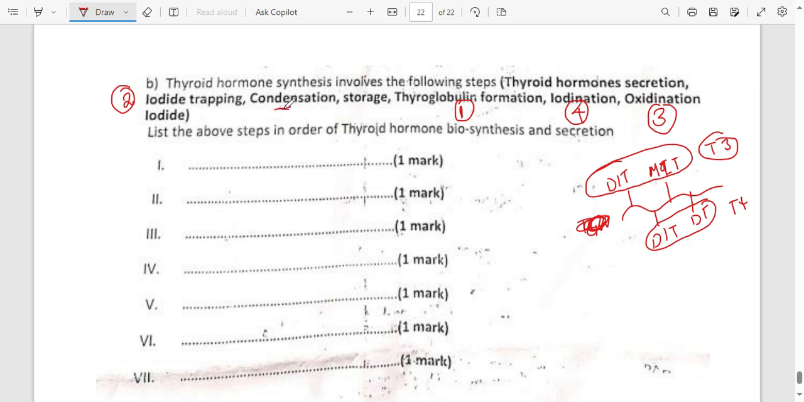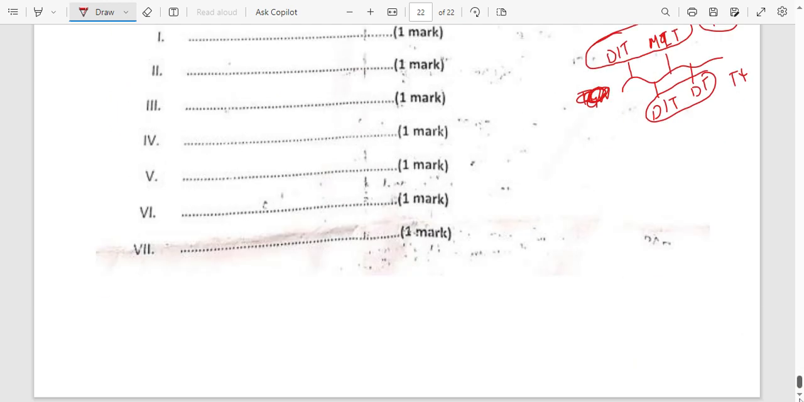Okay, so the condensation is actually the same as coupling here, so that will be the next step, step 5, which is condensation. After then, the thyroid hormone, when it has been formed, can be stored. When it is stored and needed to be used, it can be secreted. Okay, so those steps, is that okay?